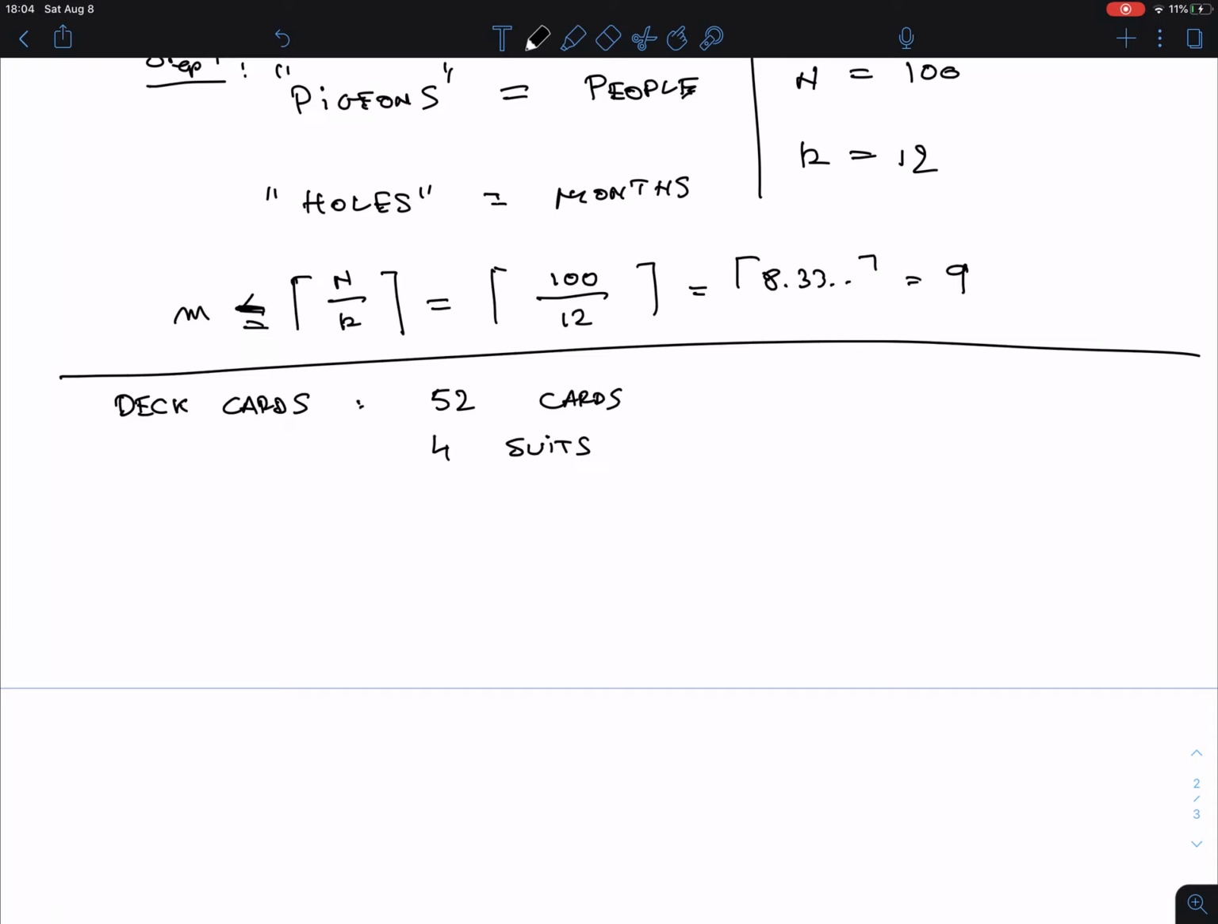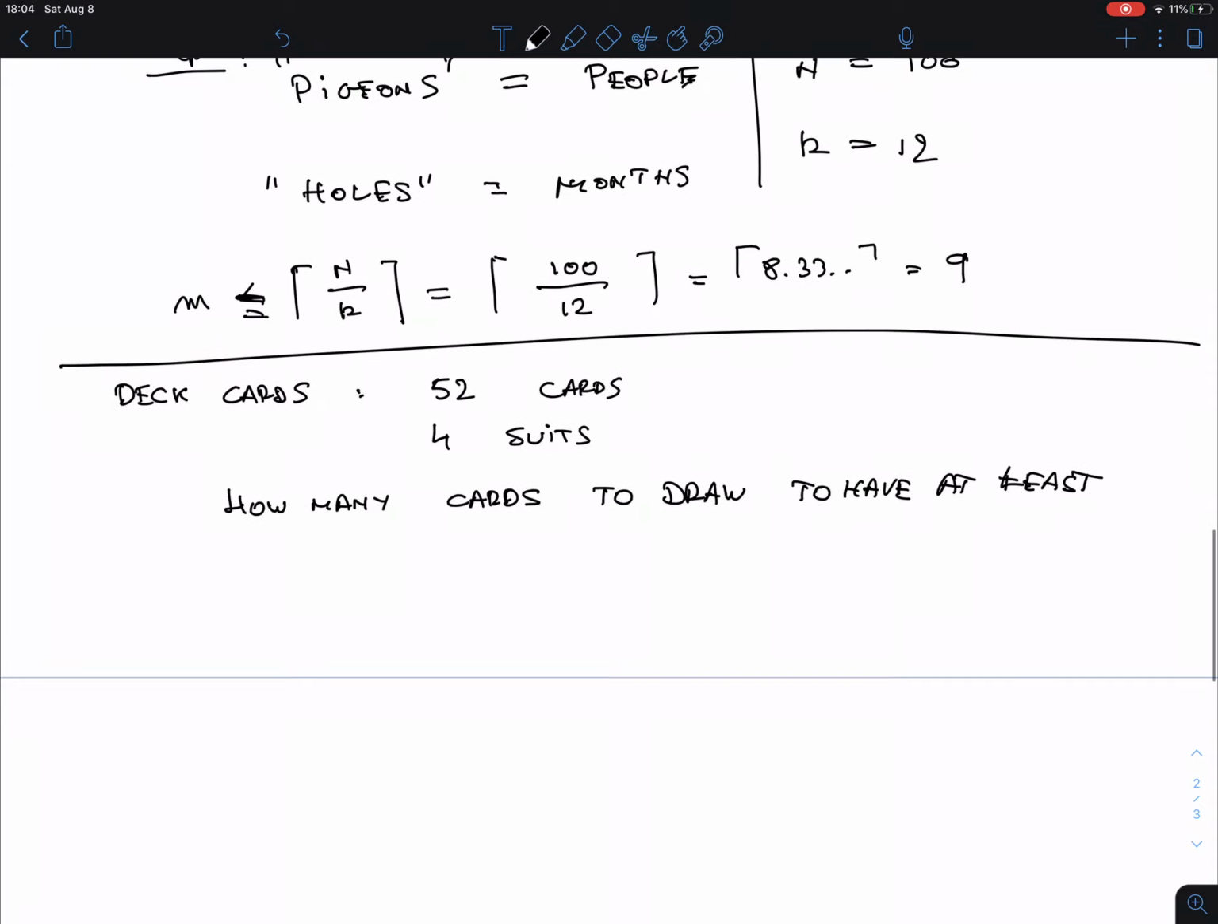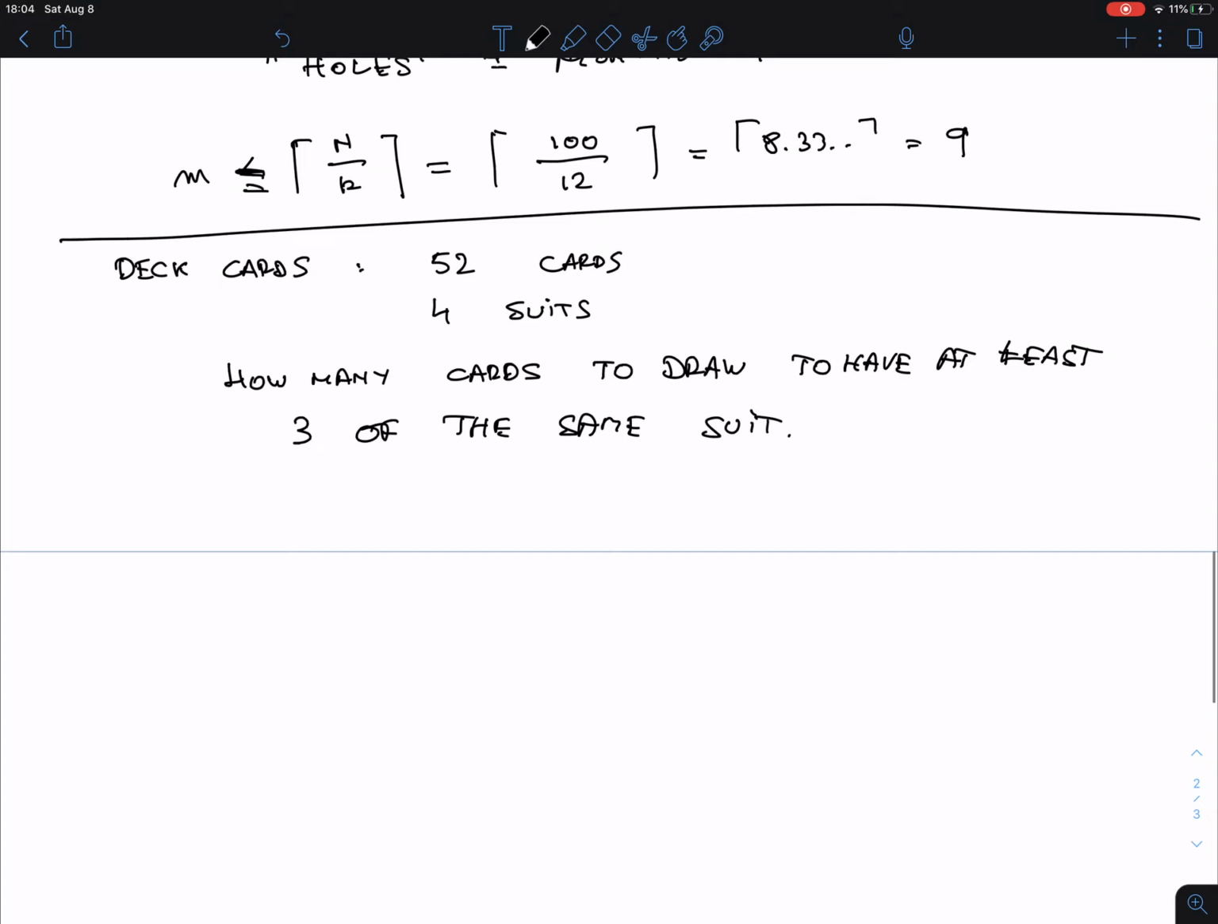Okay, so how many cards do I have to draw to have at least 3 of the same suit? So how many cards to draw to have at least 3 of the same suit? Okay, so let's analyze this.